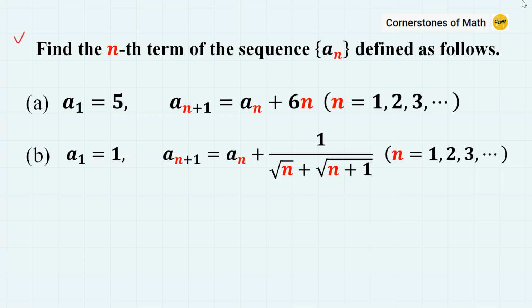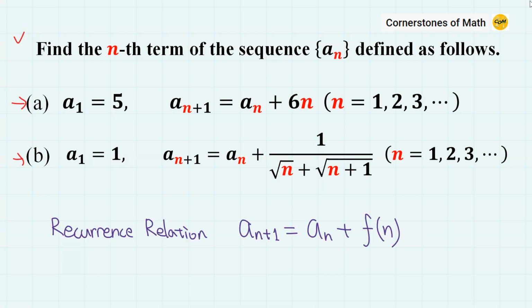So we are given two problems, and for the first one, it is given that a1 equals 5 and a(n+1) equals an plus 6n for all natural numbers n. And for the second problem, we have a1 equals 1 and a(n+1) equals an plus 1 over square root of n plus square root of n plus 1 for all natural numbers n. Notice that they are the same type of recurrence relations, both in the form of a(n+1) equals an plus some expression f(n). And there exists a general method of solving this type of recurrence relations.